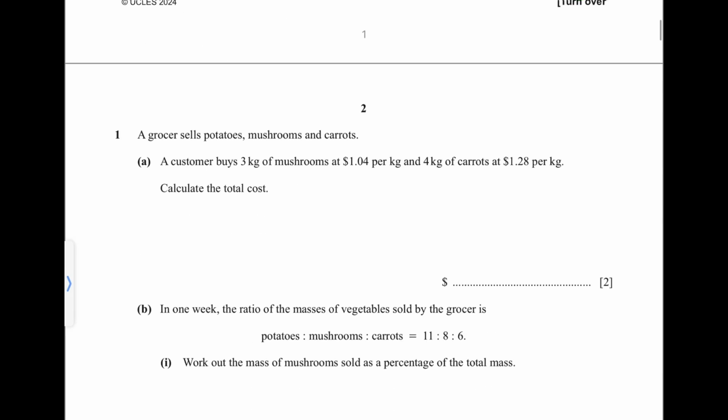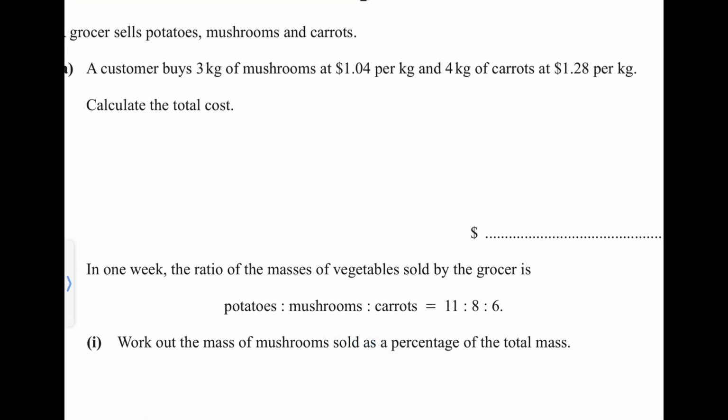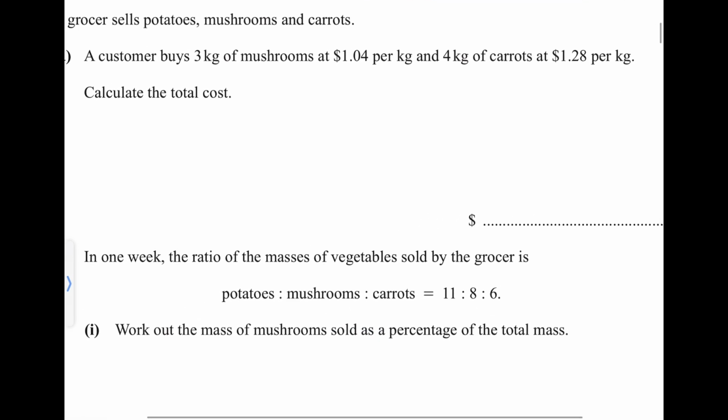Alright, so moving on to question 1. It says that a grocer sells potatoes, mushrooms, and carrots. The customer buys 3 kg of mushrooms at 1.04 per kg and 4 kg of carrots at 1.28 per kg. Calculate the total cost. A very easy question for 2 marks though. So 3 kg of mushrooms at 1.04 plus 4 kg of carrots at 1.28. Just got to add them up.